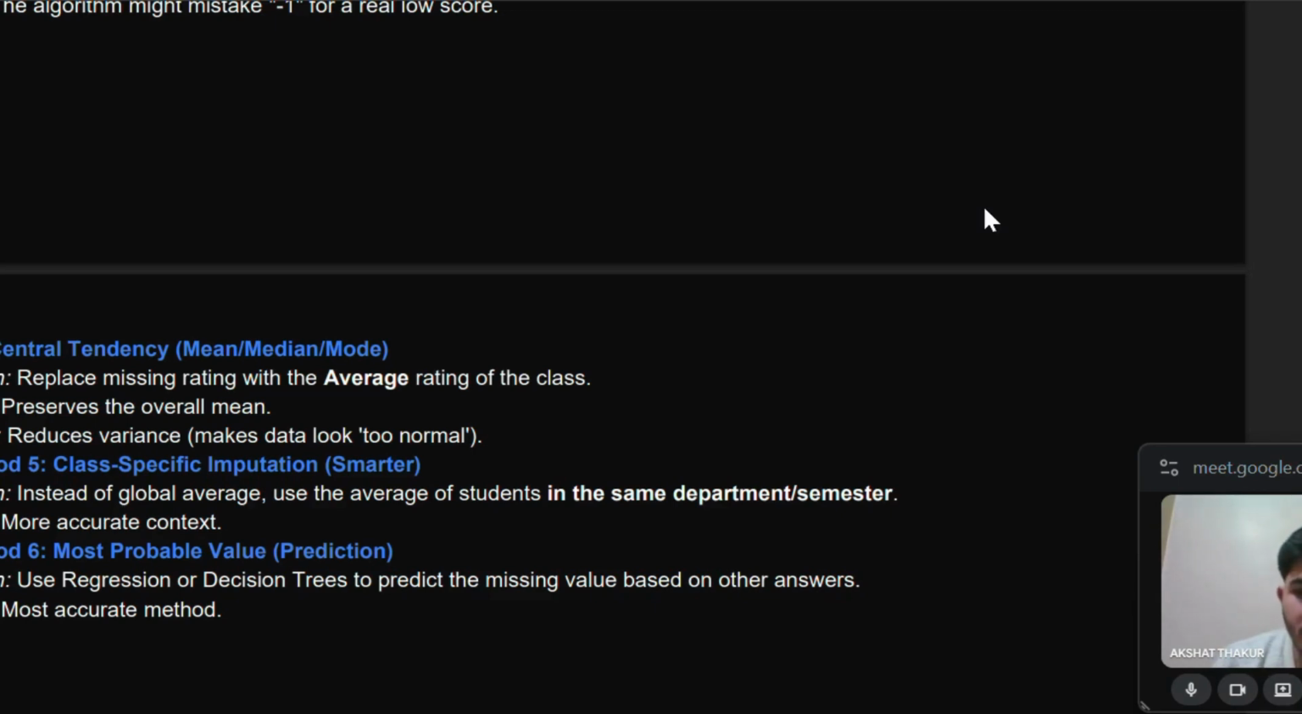Method 5, class-specific imputation. Instead of the global average, use the average of students in the same department and semester. Pros: it will give more accurate context.